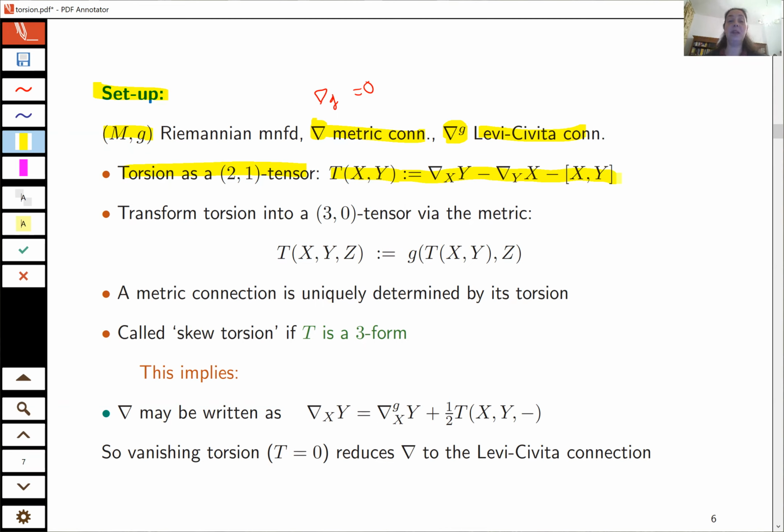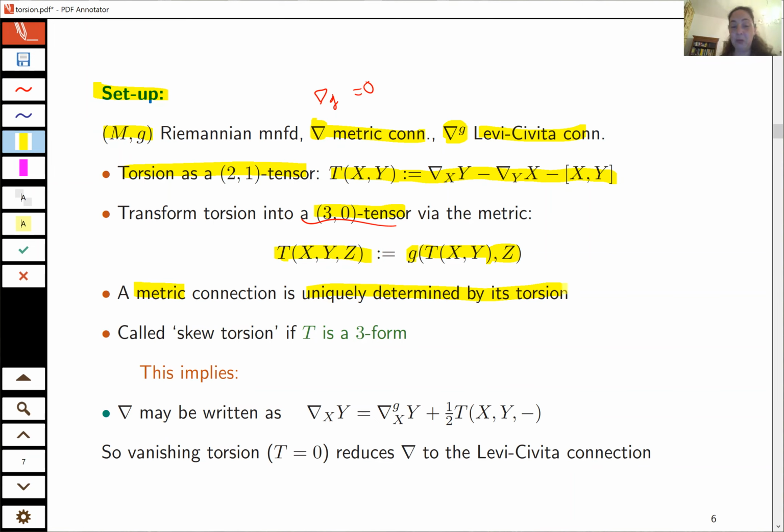Now, via the metric, we can build a (3,0) tensor out of it, which is just given by T(x,y,z) is the scalar product of T(x,y) comma z. So for me, torsion is really a (3,0) tensor, and I will work with the two pictures as needed. The first observation is, now any connection, of course, is not determined by its torsion, but if it's metric, then it is, which one checks quickly by the space of tensors describing them. Okay, again, more details to follow.